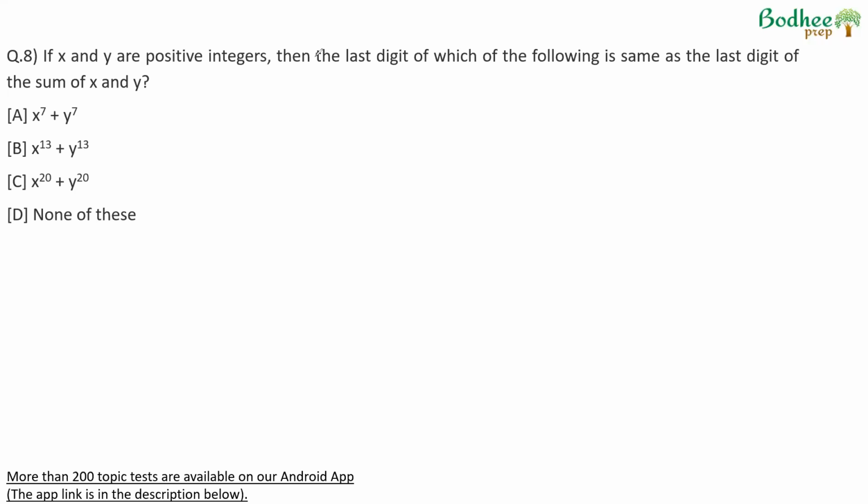If x and y are positive integers, then the last digit of which of the following is the same as the last digit of x plus y? Because the last digit has a cyclicity of 4, we can say that the last digit of x will be the same for powers of the form 4k plus 1. That is x raised to power 1, x raised to power 5, x raised to power 9, x raised to power 13, and so on will have the same last digit. Similarly, y raised to power 1, y raised to power 5, y raised to power 9, y raised to power 13 will have the same last digit.